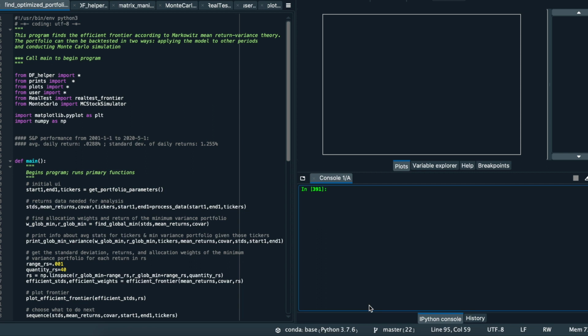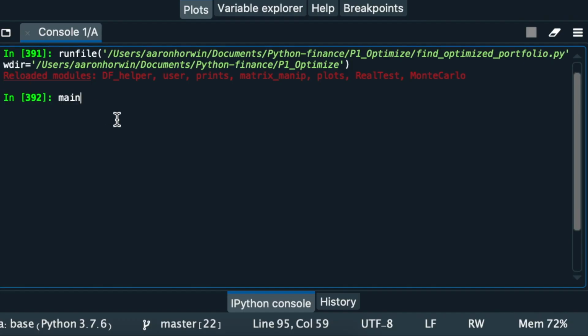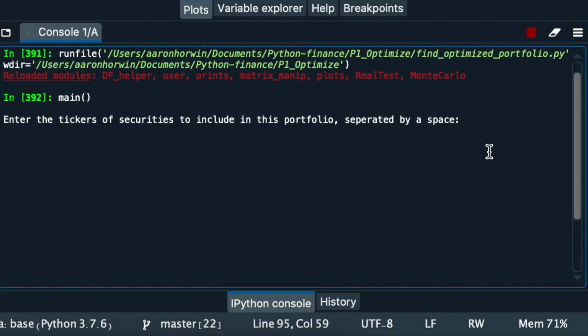Hello everyone, so today we're going to be looking at portfolio optimization in Python. First I'm just going to show you how to use this program to create a diversified portfolio for yourself, and then we can look at the finer details and go through the math that I implemented to make this happen. So to get started, you just run this file right here, find optimized portfolio, and then you call its main function to get started.